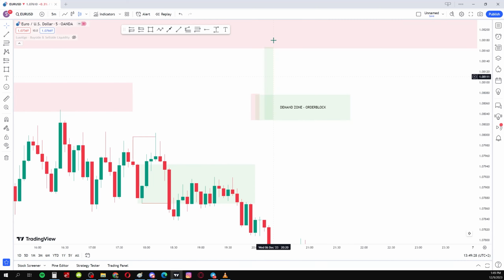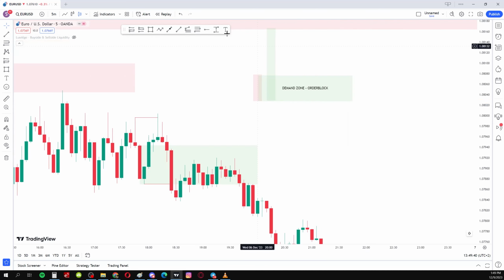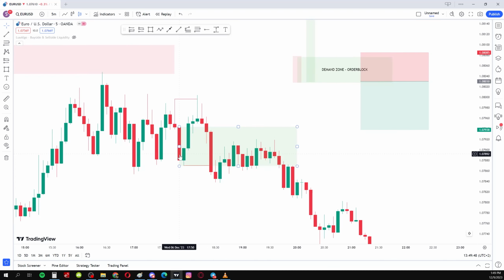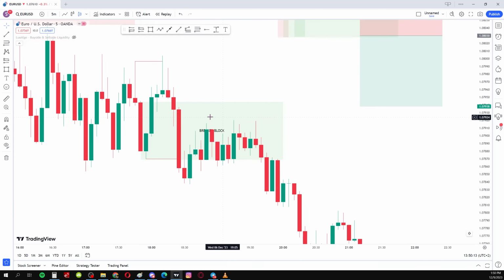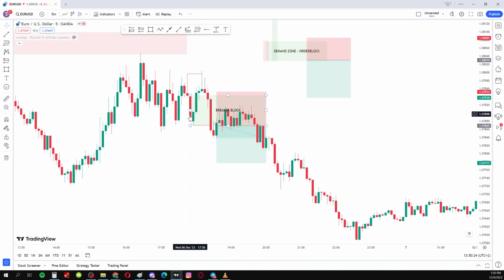Yes, exactly the same thing. This is where we should take the long. If it's not respected, we can take a short. So you see here, we have this red candle here. So we can take a trade from it like this. So in this case, the breaker block is very huge.